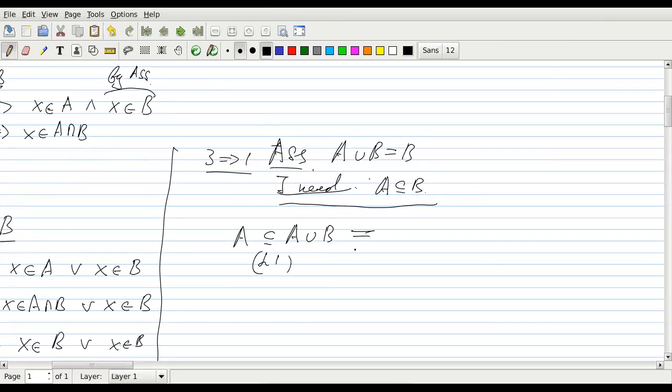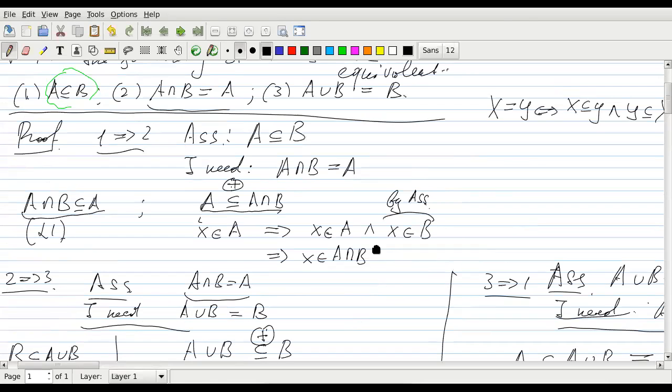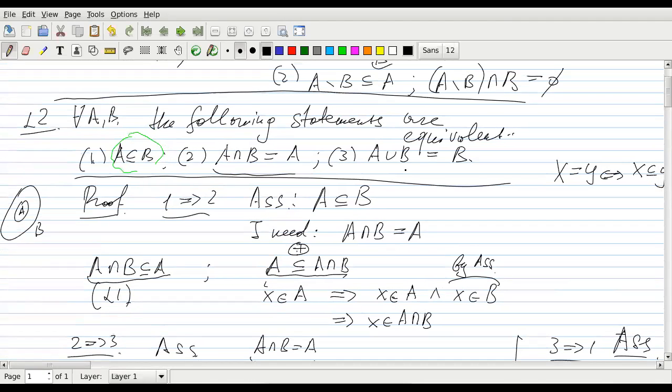And this by assumption equals B, of course. I know that if they are equal, of course, there is an inclusion. Inclusion is transitive, whence A is a subset of B. Is it clear? Yes, it's clear. So, dear students, these two statements are equivalent. It is very, very useful.